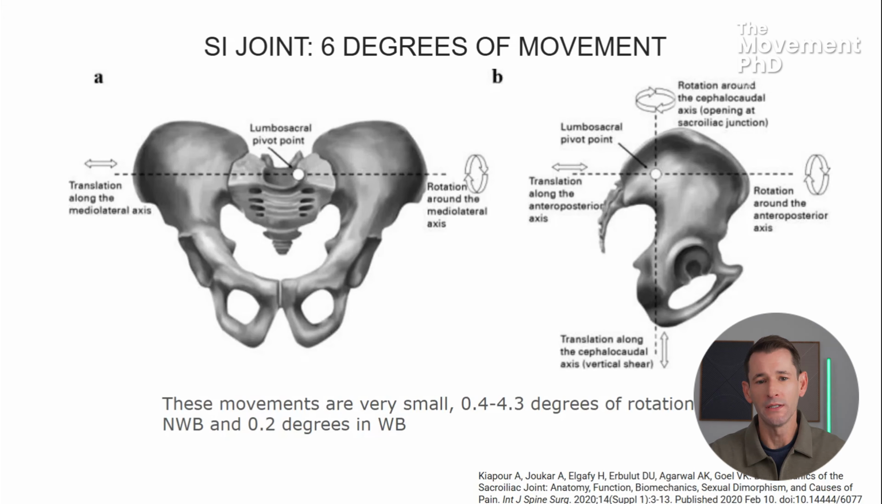However, in individuals with normal connective tissue integrity, there's very little movement in any of these different planes. The estimates vary from 0.4 to 4.3 degrees of rotation in non-weight bearing and almost no motion in weight bearing.